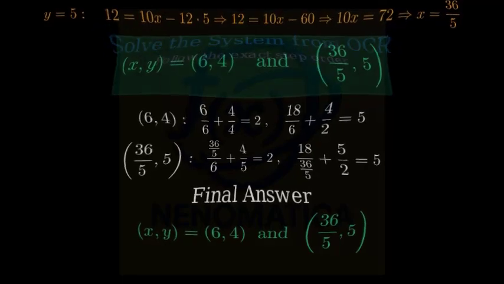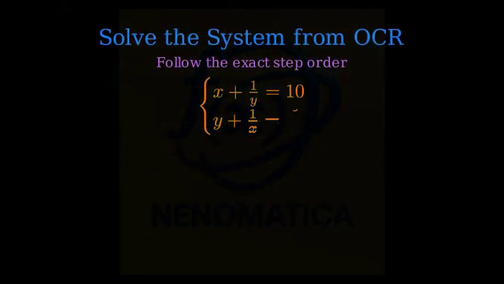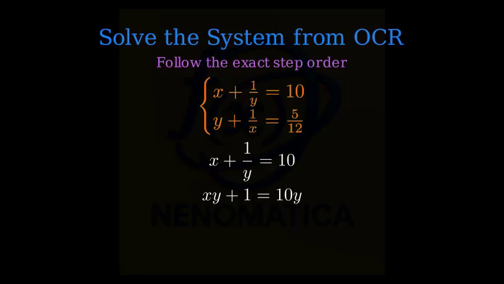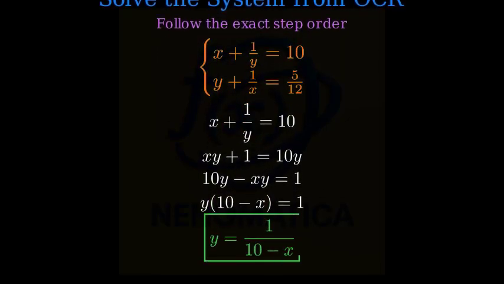Great work! Here is the system. Step 1. Start with the first equation and isolate y. Write the first equation. Multiply both sides by y to clear the denominator. Collect the y terms on the left. Factor out y. And finally isolate y as 1 over 10 minus x.